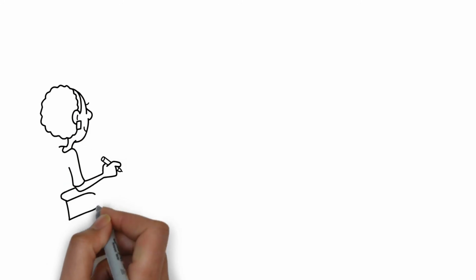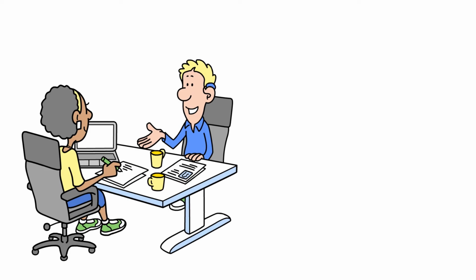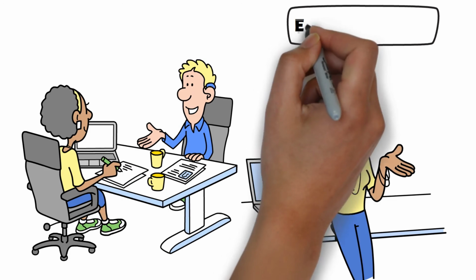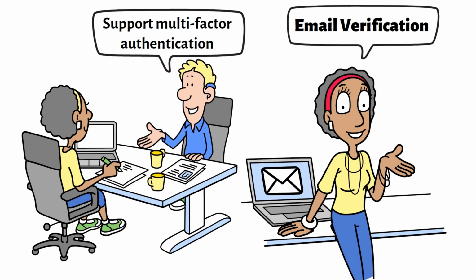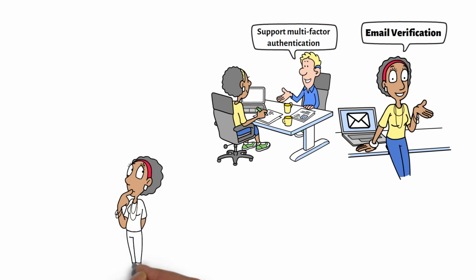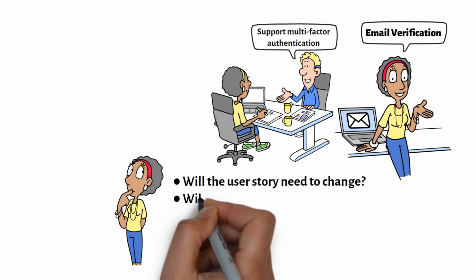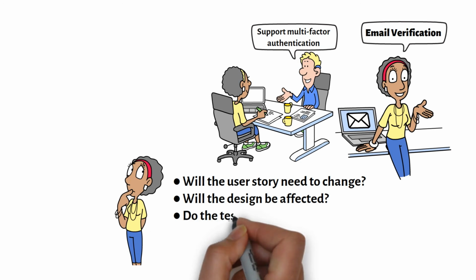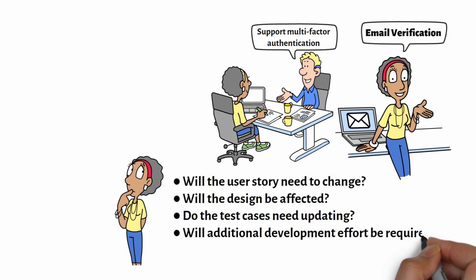Now suppose the stakeholder submits a change request. Instead of allowing users to reset their passwords using email verification, they now want to support multi-factor authentication. Before approving the change, the project manager needs to understand its impact. Will the user story need to change? Will the design be affected? Do the test cases need updating? Will additional development effort be required?